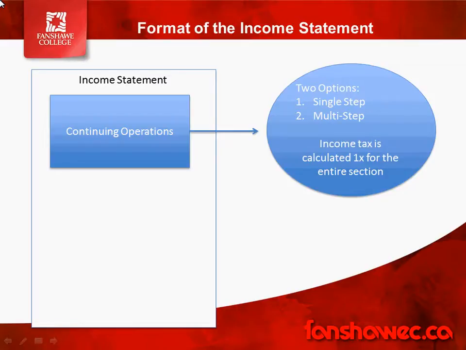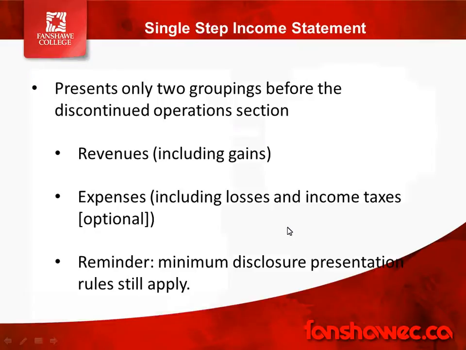What we're going to do in the next couple of videos is focus primarily on continuing operations. So we want to just see how we deal with that continuing ops section. We have two options, if you remember from the first video, single step and multi-step. We're going to calculate tax once for the entire section regardless of what method we're using. But when we say single step or multi-step income statement, it's only referring to the continuing operations section.